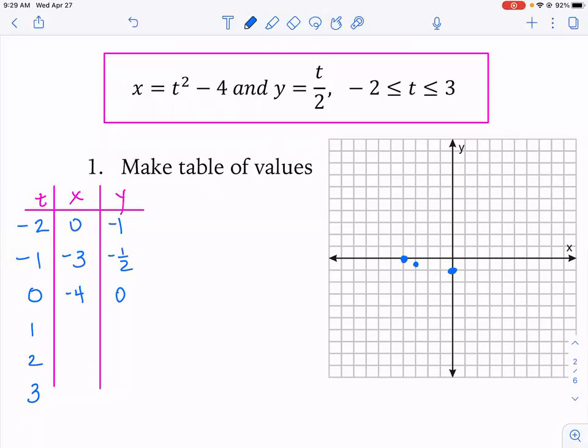All right, let's plug in 1. What do we get for x when we plug 1 in for t? T squared minus 4 when we plug in 1, minus 3. Okay, how about for y? Finn, what do we get for y when we plug 1 in for t? Okay.